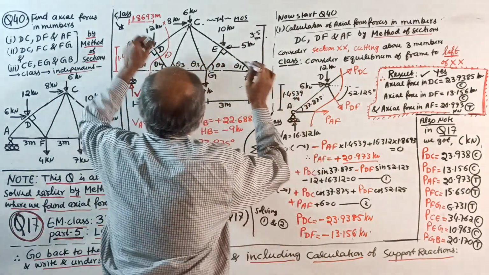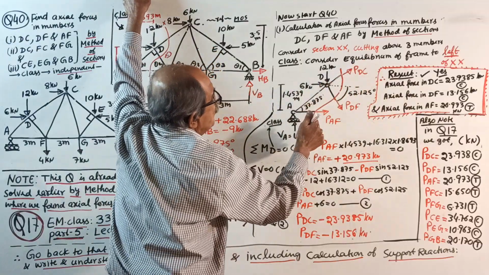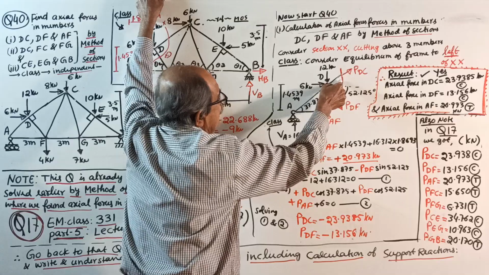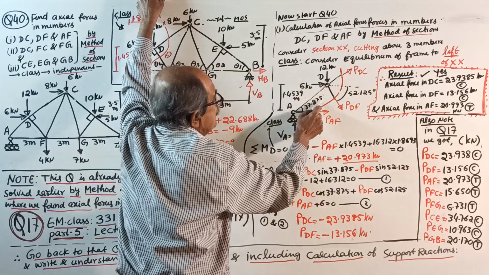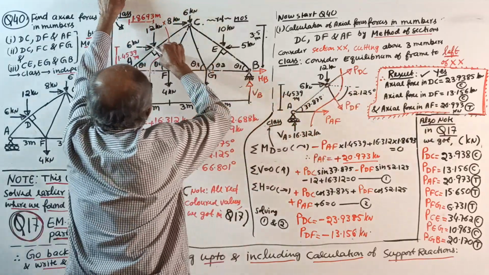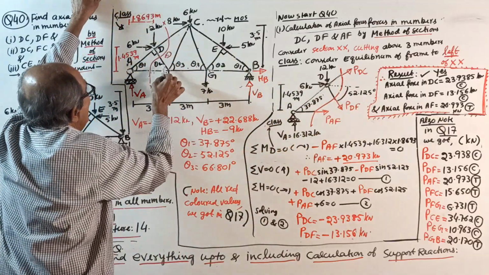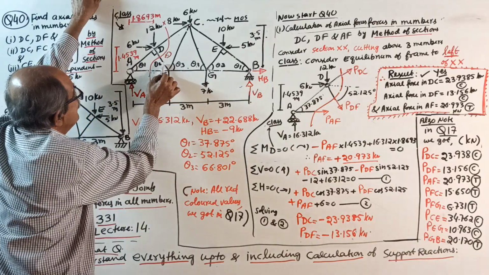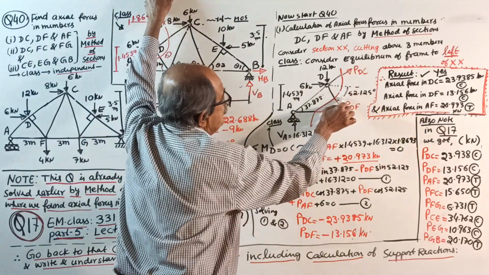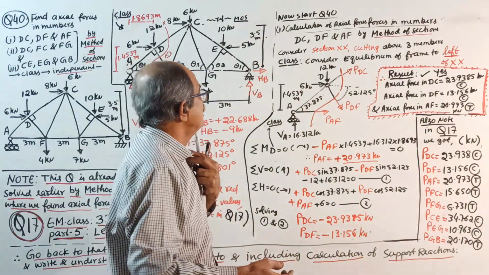Now for this PDC, the angle you can write anywhere you want. Space is there. Instead of wasting space there, I can write the angle here, 37.875, theta 1. For this member DF, with the horizontal, the angle theta 2 is how much? This angle is 52.125 degrees. Okay. Now, over. Start.